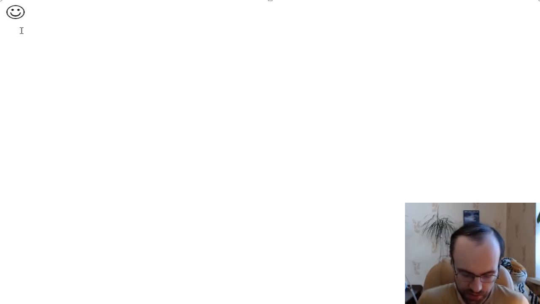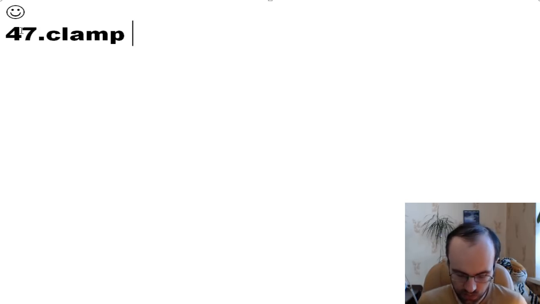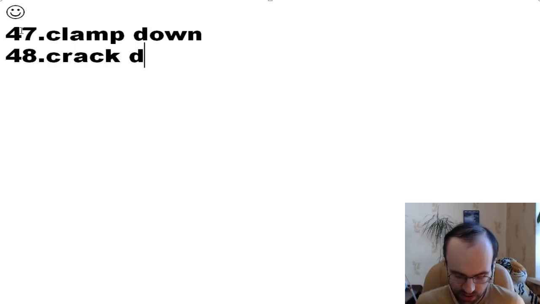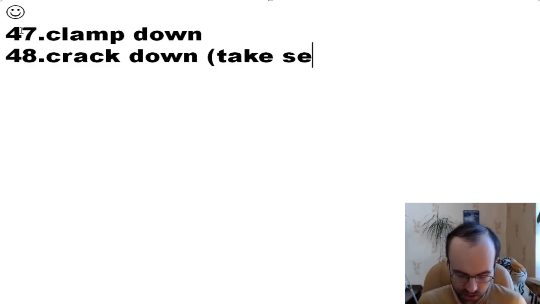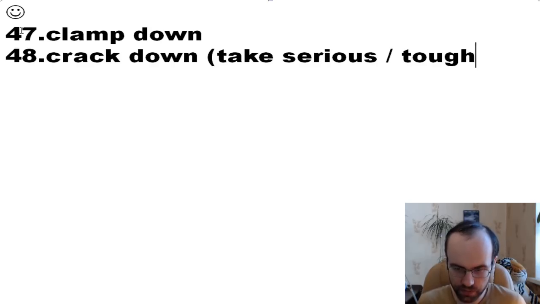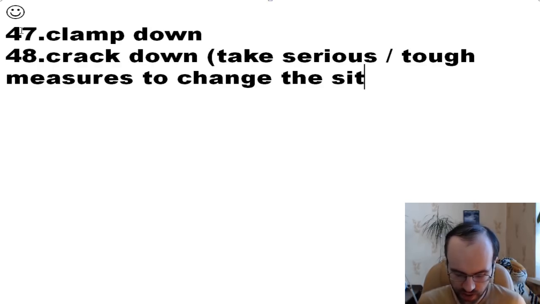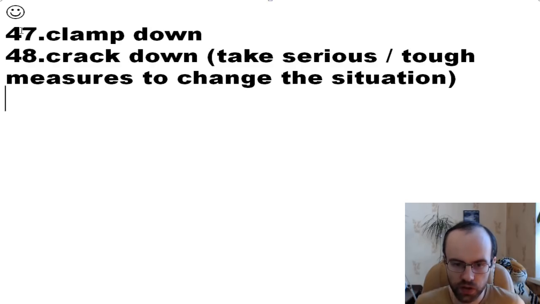Clamp down, and also, so what similar phrasal verb do you know? Clamp down and crack down. Take serious or tough measures to change the situation. Okay? For example, the president wants to clamp down or to crack down on corruption.